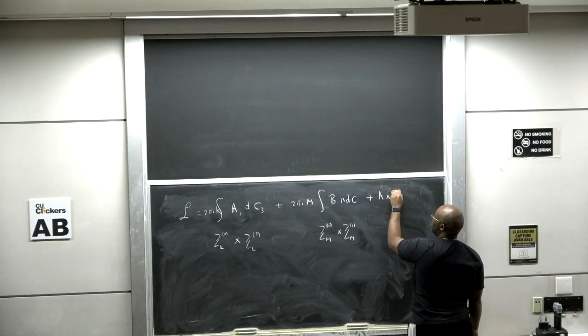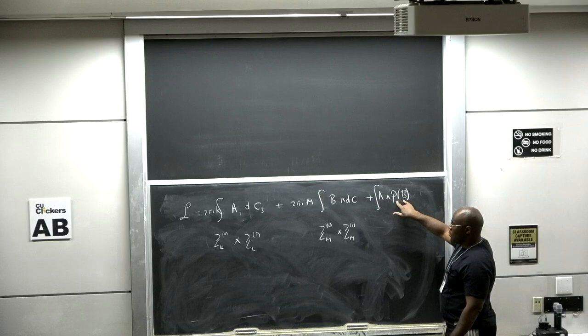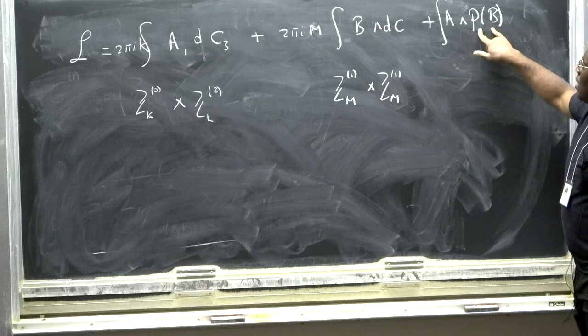So here, I'm going to make an important distinction. I want to construct actions that are gauge invariant in the bulk.